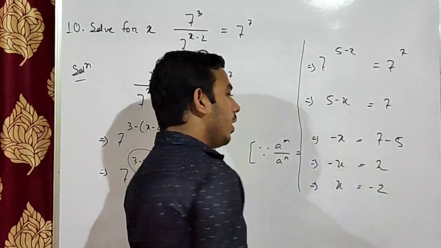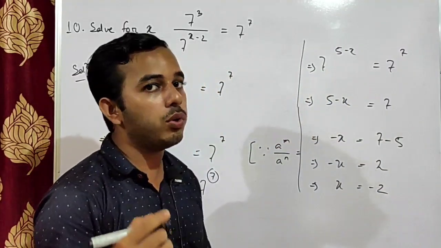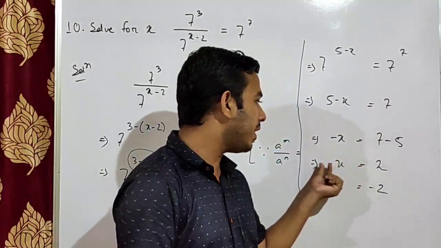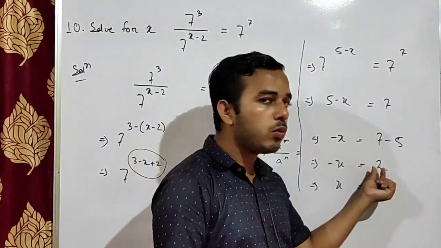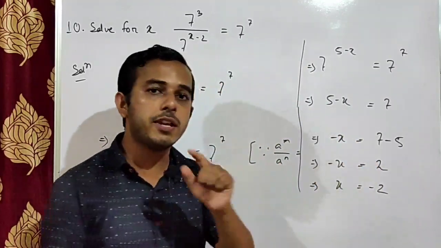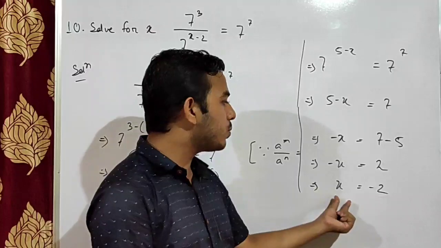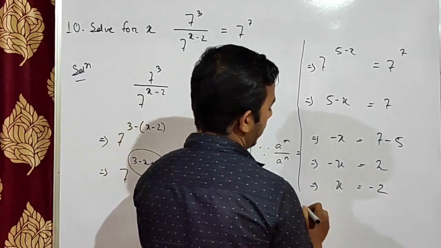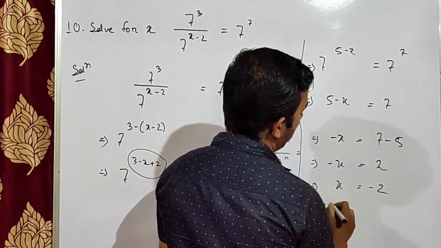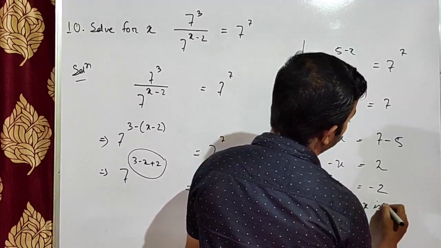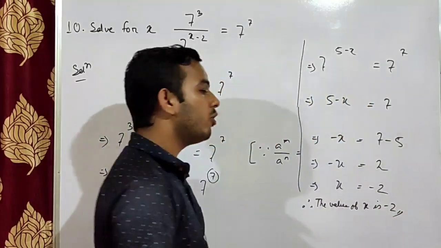Why? We have to find the value of x, isn't it? We no need to find the value of minus x, so we have taken minus common here. If I take 1 minus here, I also have to take 1 minus there also. Since we have taken 1 more minus, so minus minus it is plus, so it becomes positive and it becomes negative. So therefore the value of x is minus 2. I hope this is clear to you.